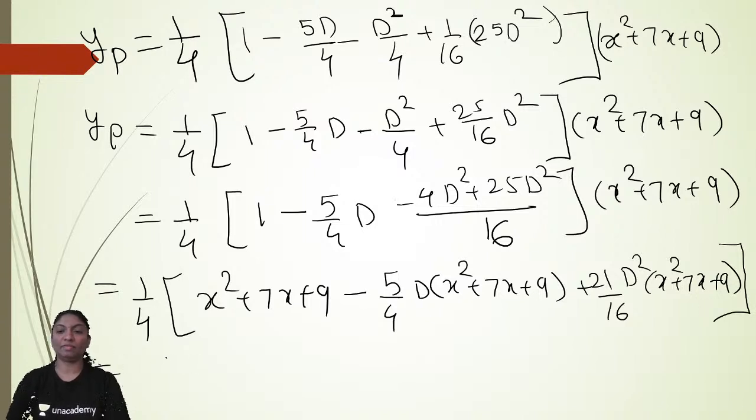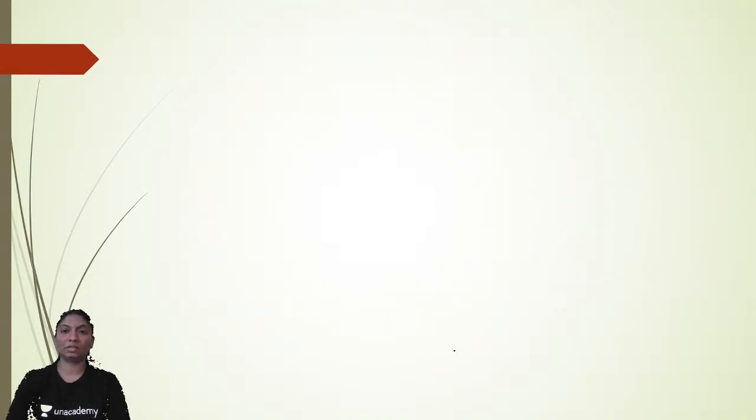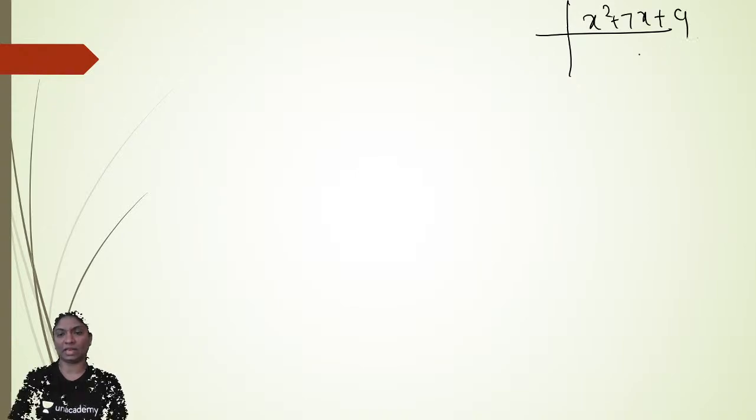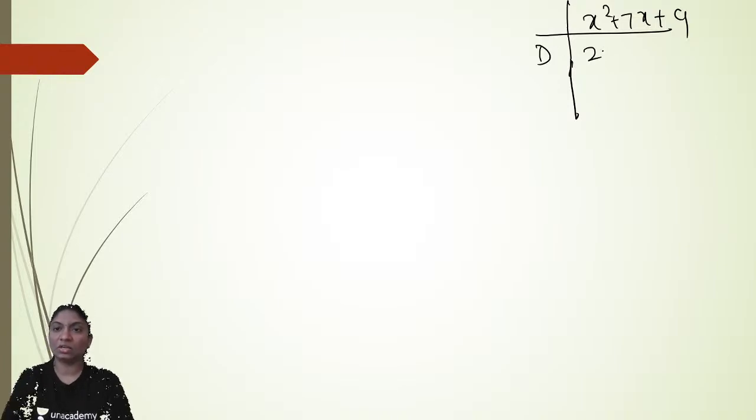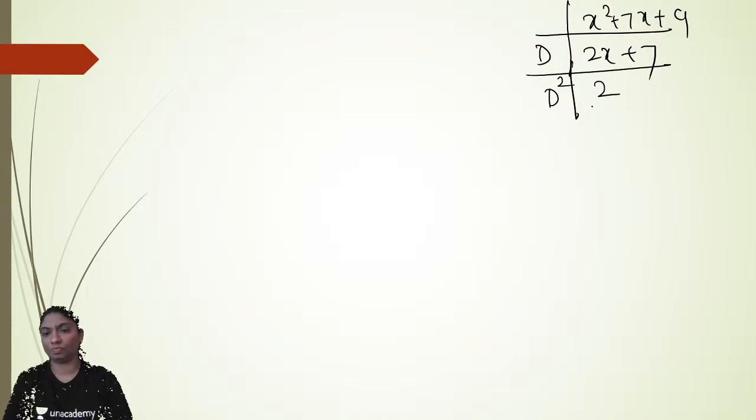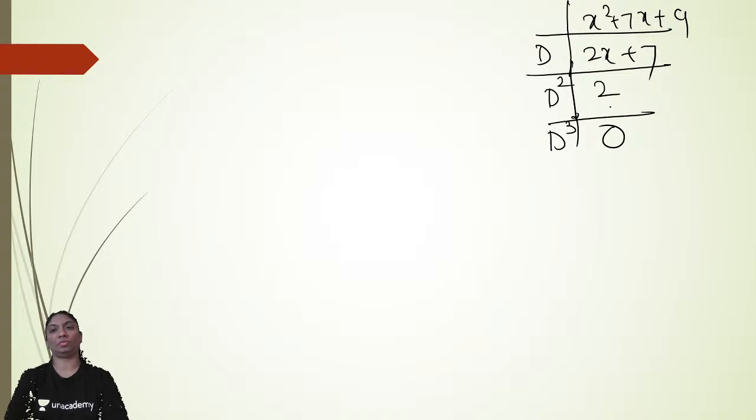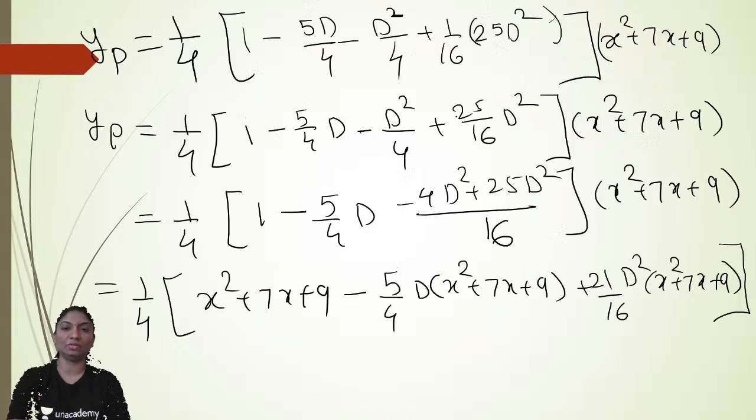So here is 1 by 4. Now we will see how to calculate this. See, I am calculating here d and d square of x square plus 7x plus 9. So your first order derivative of this is d, which is 2x plus 7. D square is 2. And if you see d cube is equal to 0. Here d cube is equal to 0.